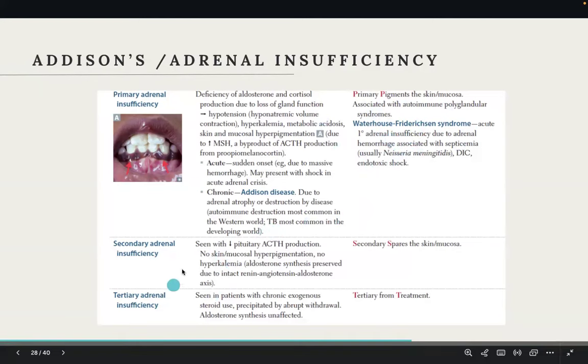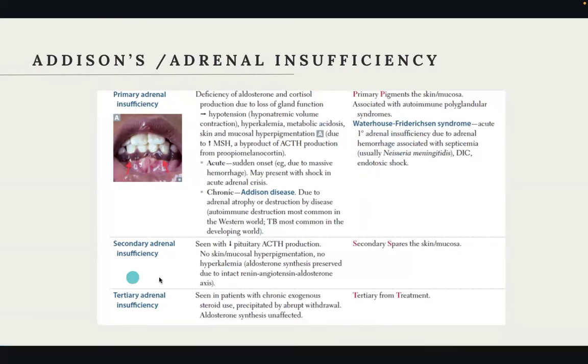Now, what about secondary adrenal insufficiency? And how can I differentiate it from primary adrenal insufficiency? First of all, it's going to be a decrease in ACTH production, which means I'm going to have a decrease in my cortisol. Why did I say only cortisol and not aldosterone? The reason is that it's not a problem in my adrenal gland, which means my renin-angiotensin aldosterone system is still working and it can compensate for my aldosterone.